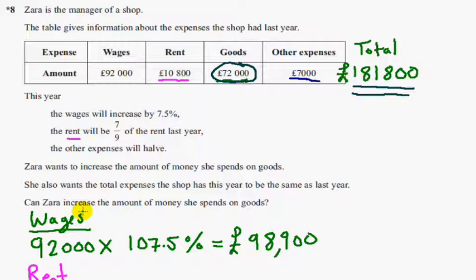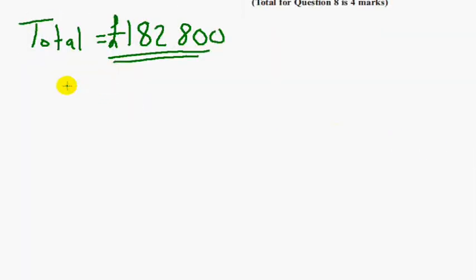So can Zara increase the amount of money she spends on goods? The answer, unfortunately for her, is no. And of course you can write a sentence to explain that as well. Okay? And that's it for question 8, which is worth 4 marks.